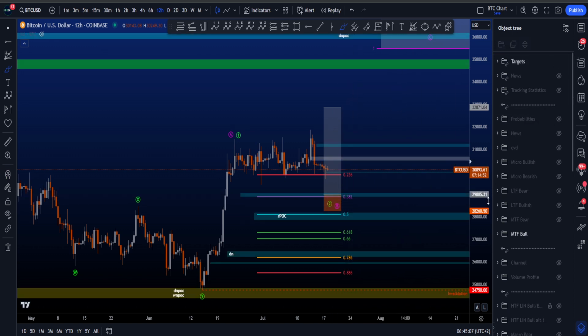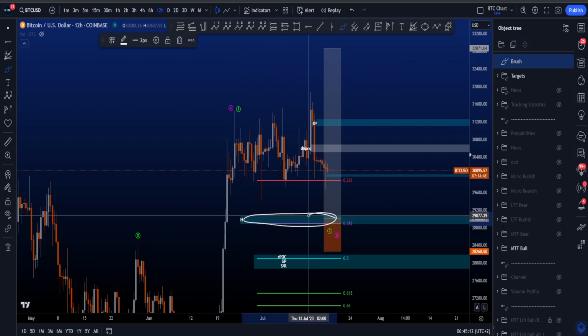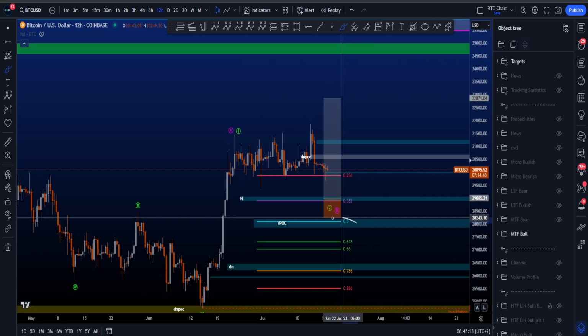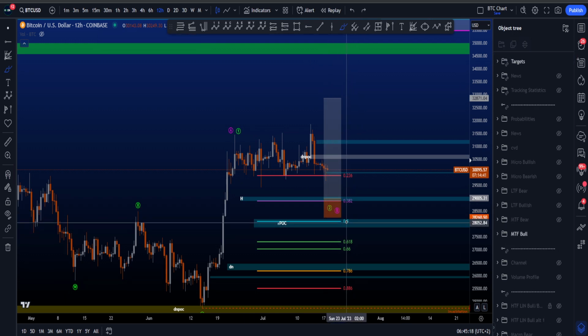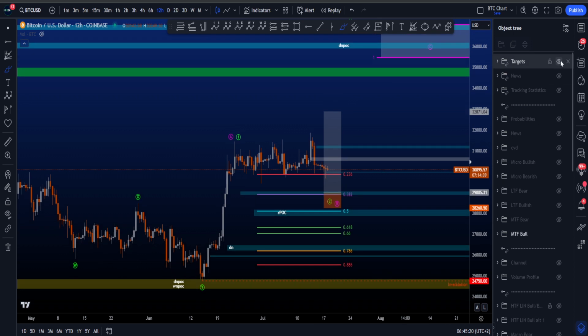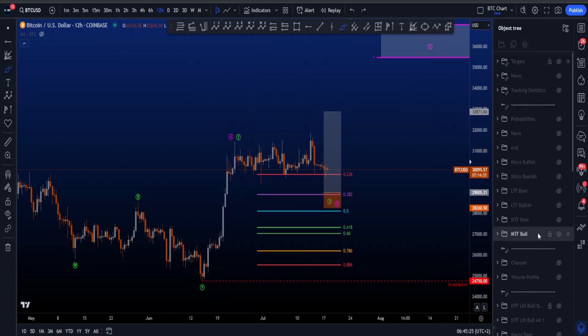And if we then look at that 0.382, we do have some additional support over here in the blue target box that you can see around 29k, and also the 0.5 over here, some extra confluence in case price is moving a bit further down around 28k. The fibs are taken from the low over here to the high of wave A or wave 1.